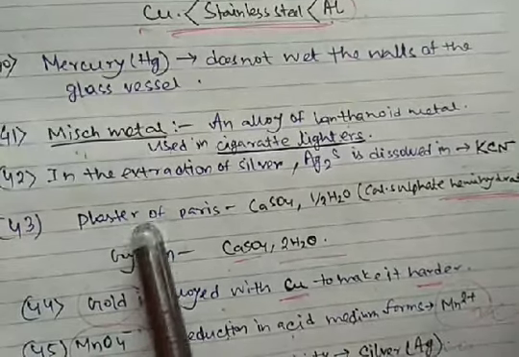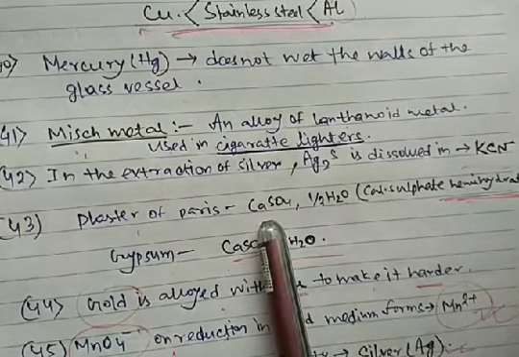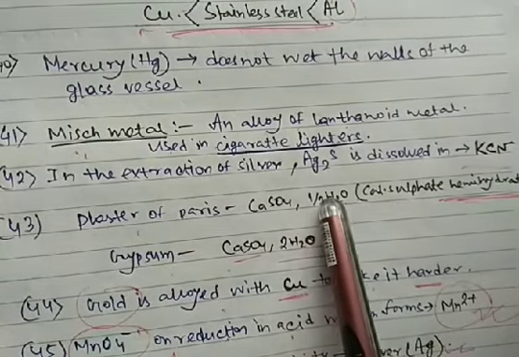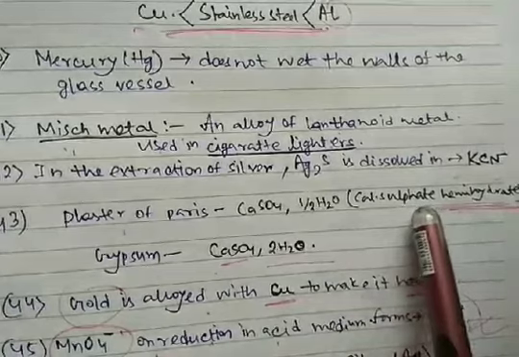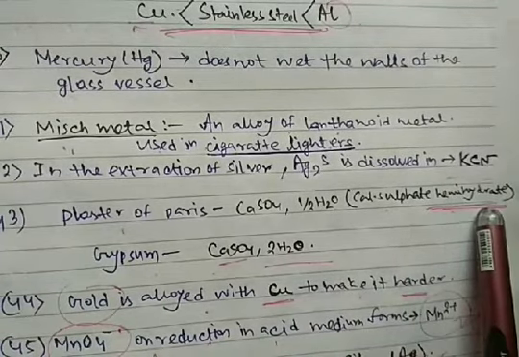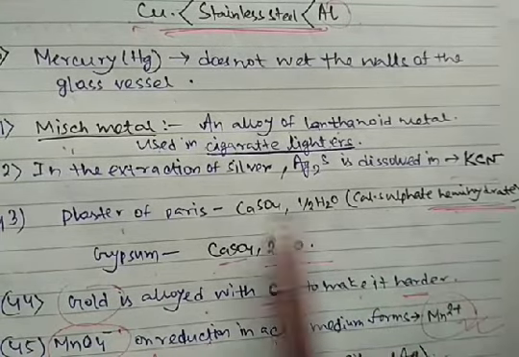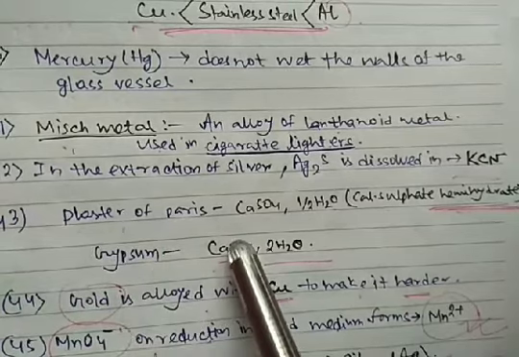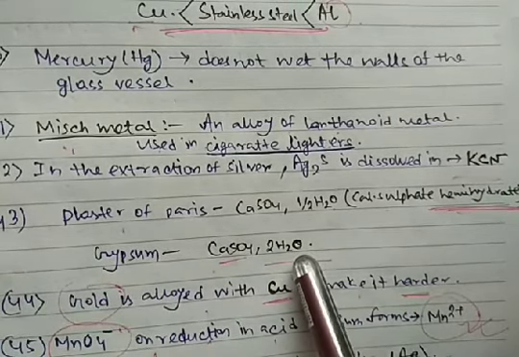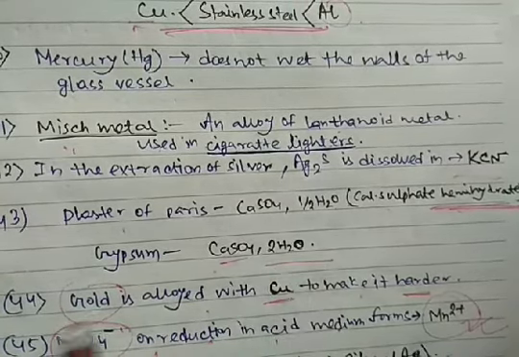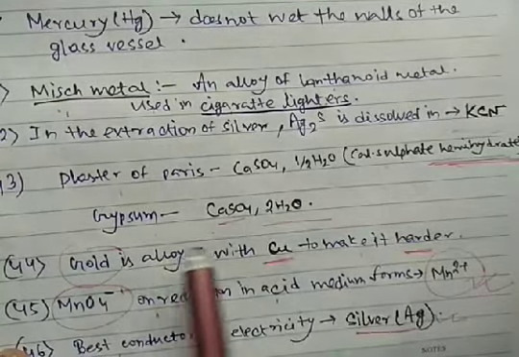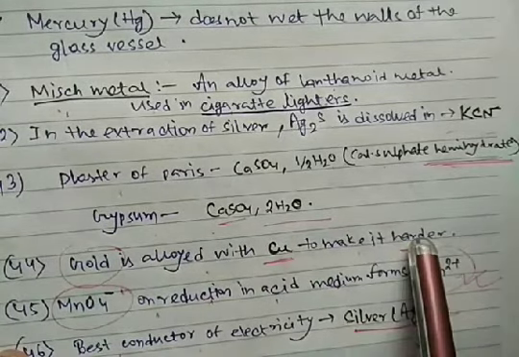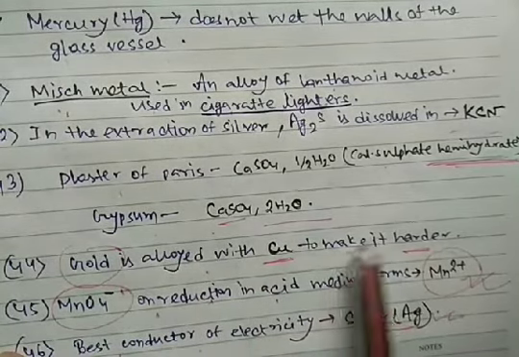The formula of plaster of Paris is calcium sulfate half H2O. This is calcium sulfate hemihydrate, and the formula for gypsum is calcium sulfate 2H2O. The gold is alloyed with copper to make it harder.